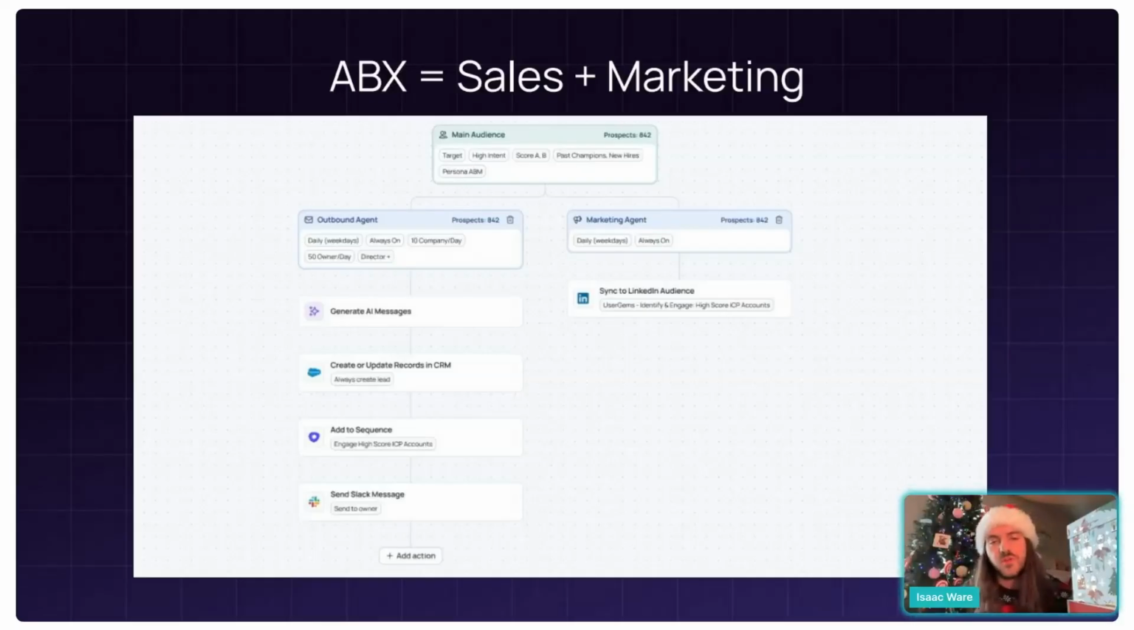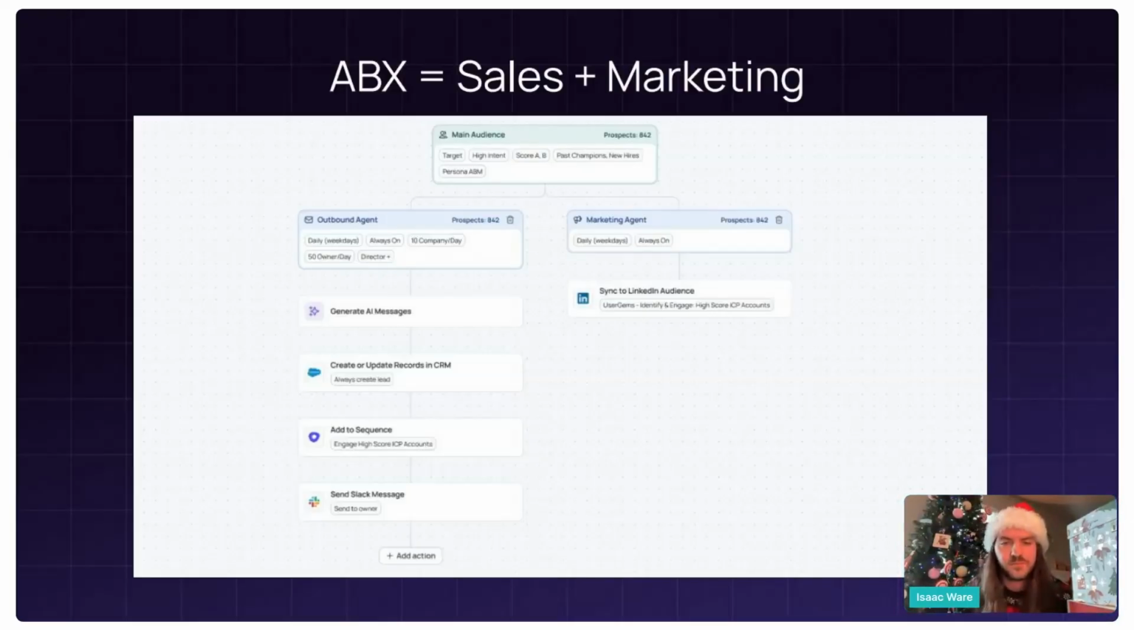And then on the UserGems marketing side of things, we're pushing that exact same contact list to LinkedIn advertising. So not only is it advertising to the same people, but you have that spend efficiency where we're advertising and hitting the impressions of the exact same people that have received those emails on the sales side.